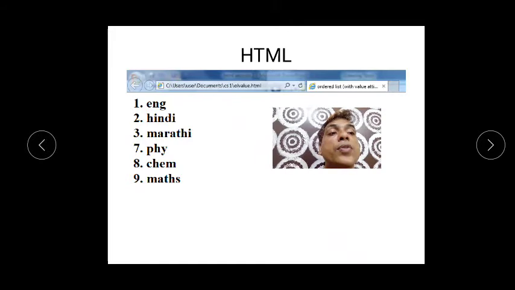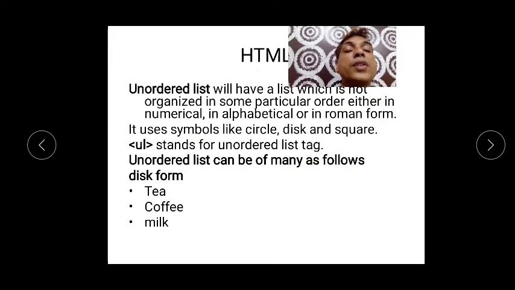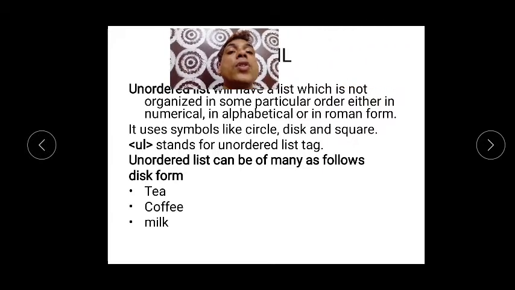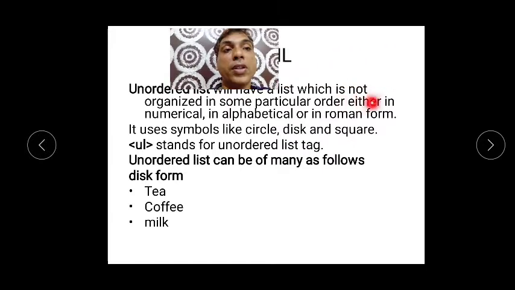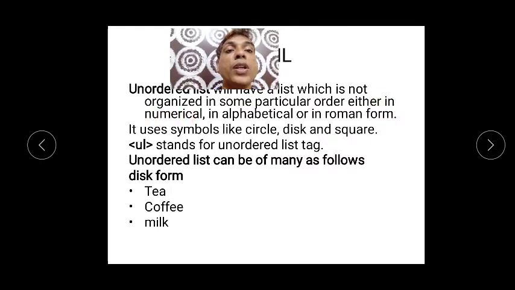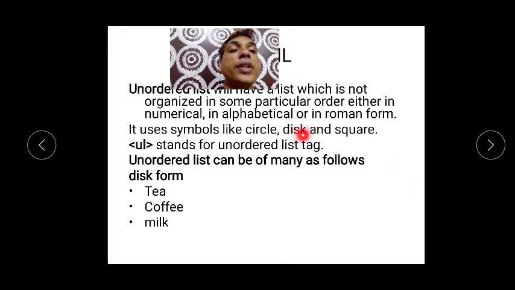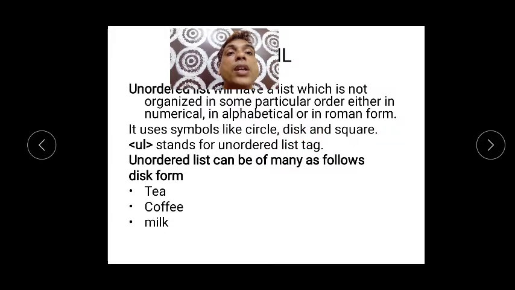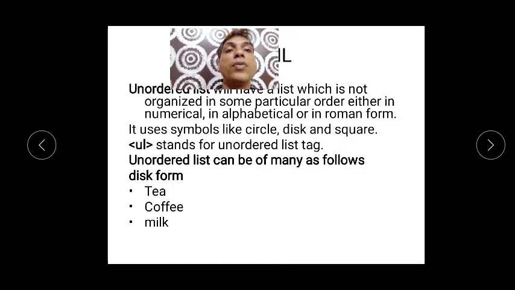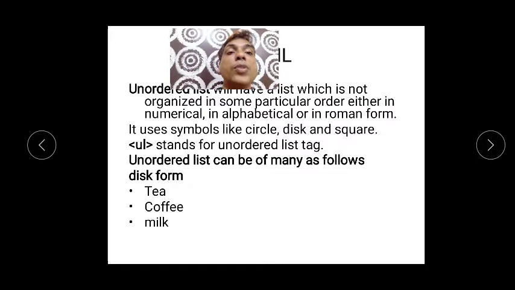Okay, now let's go with the next list, that is unordered list. Unordered list will have a list which is not organized or in some particular order, either numerical or alphabetical or Roman. I think they will be used as symbols. So it uses a symbol like circle, disc, and square. As I already told you, it is used as bullets. But we don't have all the symbols. We have some particular symbols.